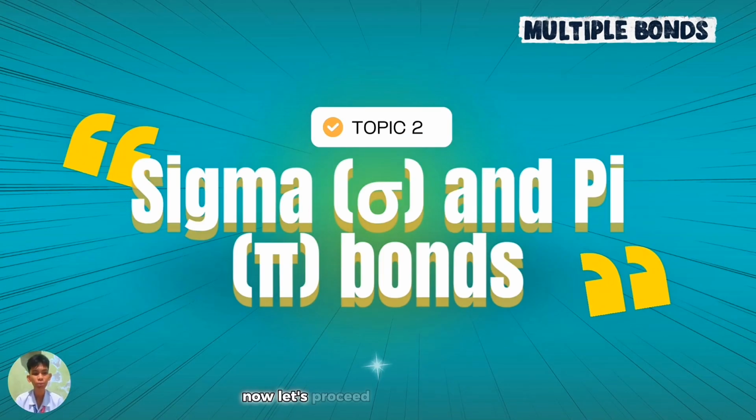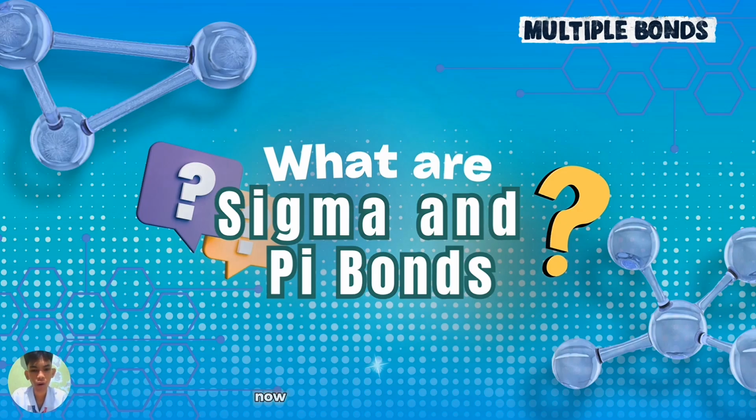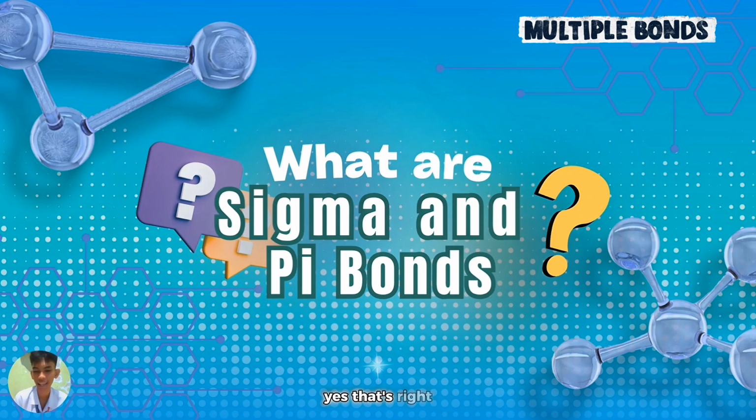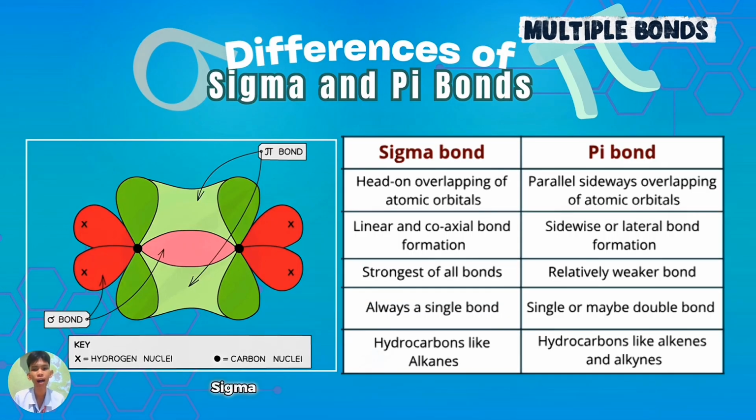Now, let's proceed to our second topic, which is about sigma and pi bonds. Now, what are sigma and pi bonds? What do you think it is? Is it perhaps the ones that connect two atoms with each other? Yes, that's right. In fact, sigma and pi bonds are two types of covalent bonds that differ in how atomic orbitals overlap.